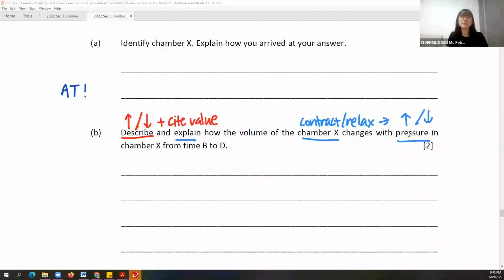Then that will be good enough already. Yeah, so that is the explanation to say how come the volume will change. Okay, so the changing is due to the contraction and relaxation as well as pressure.